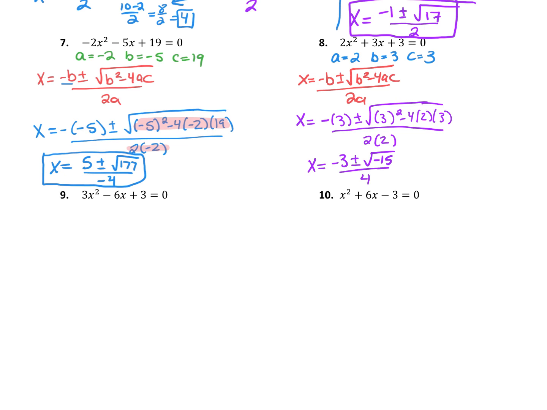So we talked about yesterday when we're solving square roots that when we have a negative underneath the square root, what that actually breaks down to is the square root of negative 15 is the square root of 15 times the square root of negative 1. The square root of negative 1 is i. So my final answer is going to be negative 3 plus or minus the square root of 15 i all over 4.